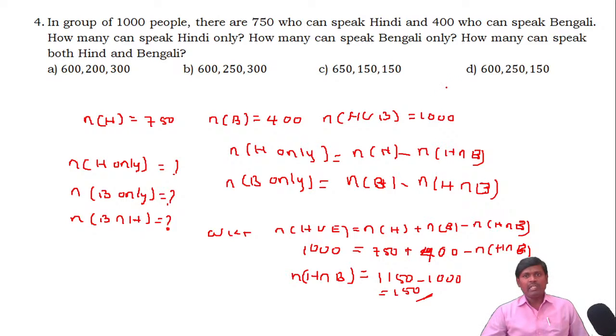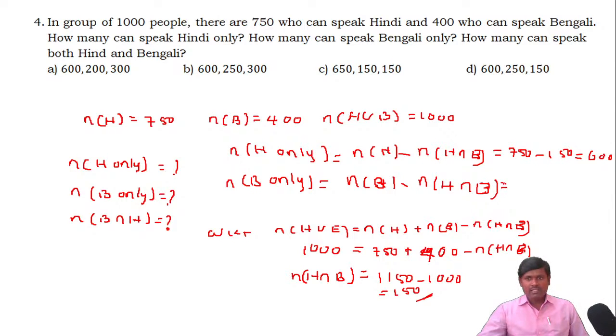So n of Hindi only is n of H, which is 750, minus 150, that is 600. So the number of people who can speak Hindi only is 600.